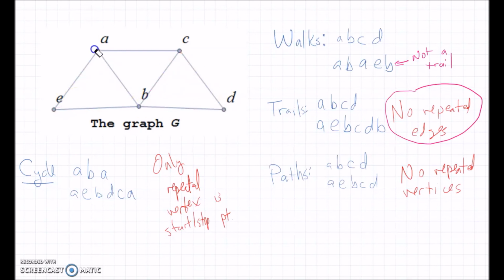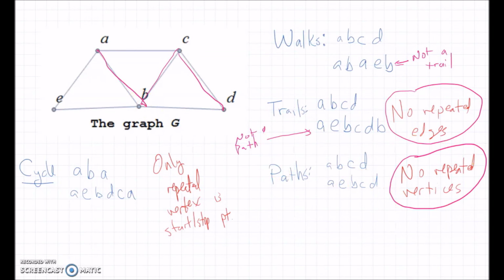Now let's move on to paths. Okay, paths have no repeated vertices. So that first one is still going to be a path. That one I started with, A, B, C, D. That's a path. But since I have repeated vertices, this is not a path. But this would be a path, what I'm about to do. A, E, B, C, and D. Right? That one is fine. That's a path.